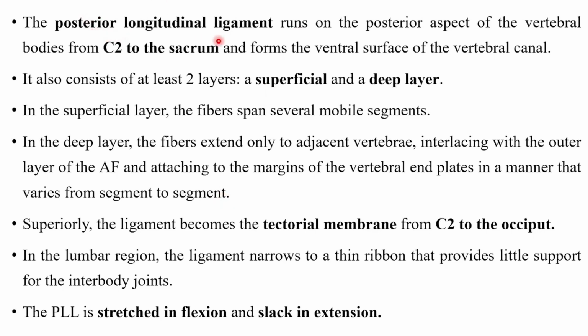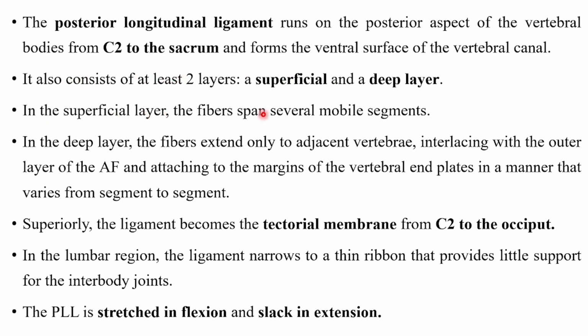Coming to the posterior longitudinal ligament, it runs on the posterior aspect of the vertebral bodies from C2 to sacrum. Anterior longitudinal ligament has been running from bottom to top, that is from the sacrum to the second cervical vertebra. But the posterior longitudinal ligament will be running from top to bottom, that is from the second cervical vertebra to the sacral region, and forms the ventral surface of the vertebral canal. It also consists of two layers, that is the superficial layer and the deep layer.